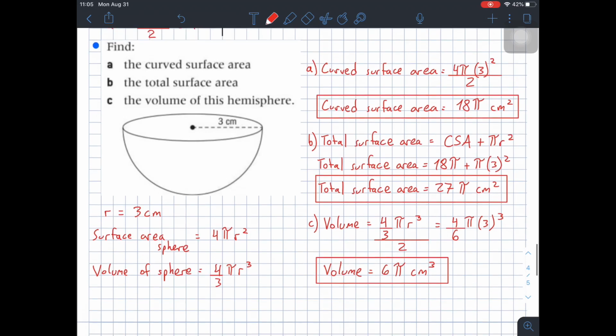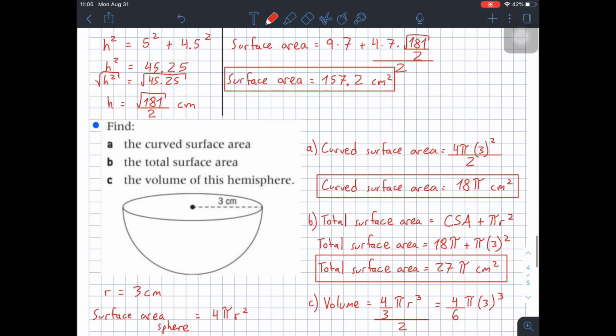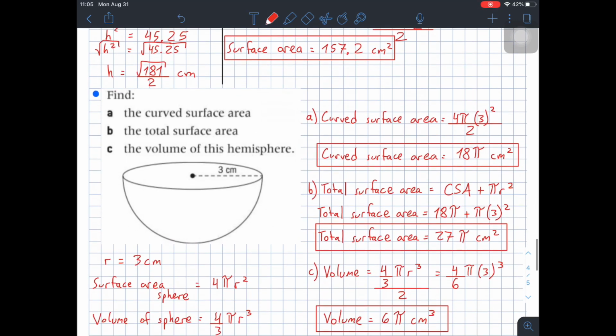Okay? So that's it. I think this is quite easy. It's just applying formulas which are available in the formula booklet. You don't need to memorize any of these formulas. So I think it's pretty easy.